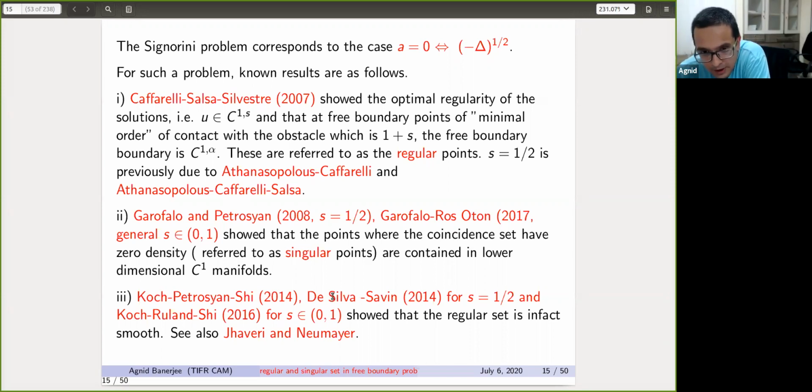And also there are alternate approaches by De Silva and Savin, which are based on adaptation of higher order boundary Harnack to this thin setting. Then for general s, these results were later generalized by Koch, Rule, and Shi, and also by Jhaveri and Neumayer, where they were able to extend the approach of De Silva and Savin to general s. All these extensions are, so to speak, quite delicate, because you are forced to understand a Schauder theory for a degenerate elliptic problem where the boundary is a thin slit, where the solution can separate at fractional orders, so to speak.